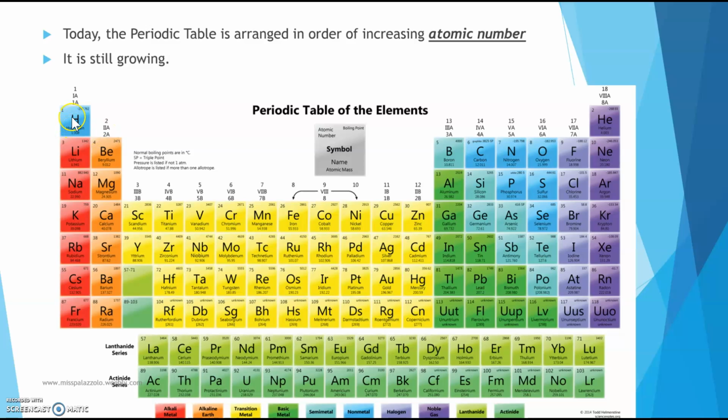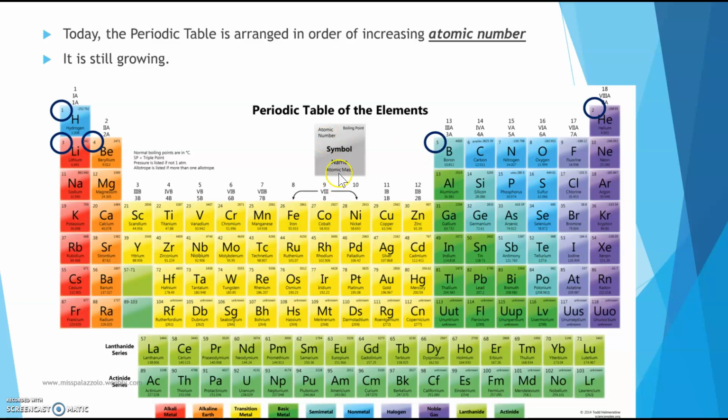So the periodic table is arranged in order of increasing atomic number, and we can see the atomic number is represented in the left corner of every single box. So we've got 1, so hydrogen has 1 proton, helium has 2 protons, lithium has 3 protons, beryllium has 4 protons, boron has 5 protons.